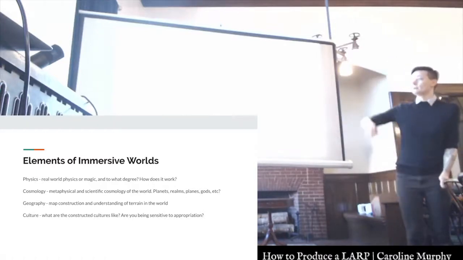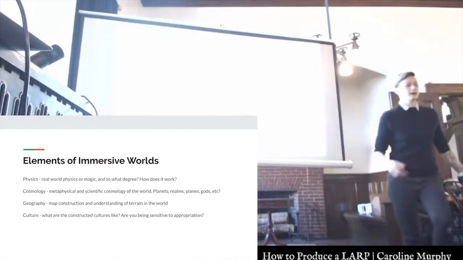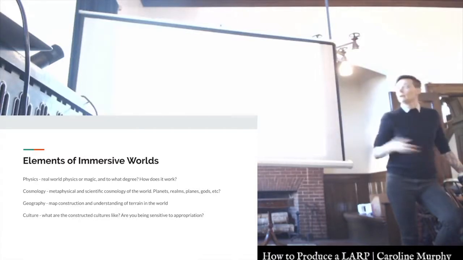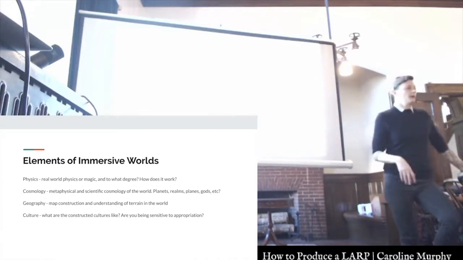So you have the physics of the world. This is especially important when designing science fiction or fantasy settings. How much of your world is real world physics that you're going to use? How much do you need to really know about it? And how much is magic, and to what degree? How does that stuff work?